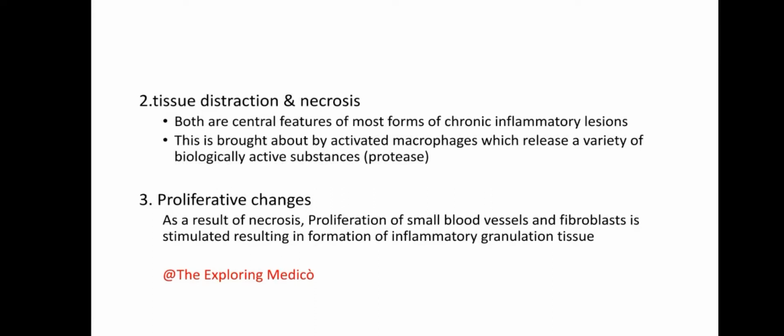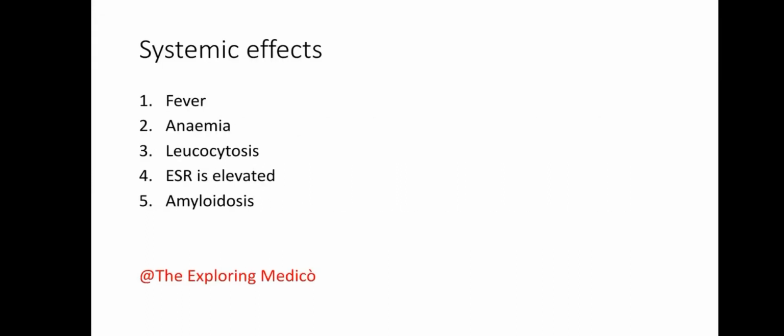Proliferative changes: as a result of necrosis, proliferation of small blood vessels and fibroblasts is stimulated, resulting in formation of inflammatory granulation tissue. Systemic effects: fever, anemia, leukocytosis, elevated ESR, and amyloidosis.